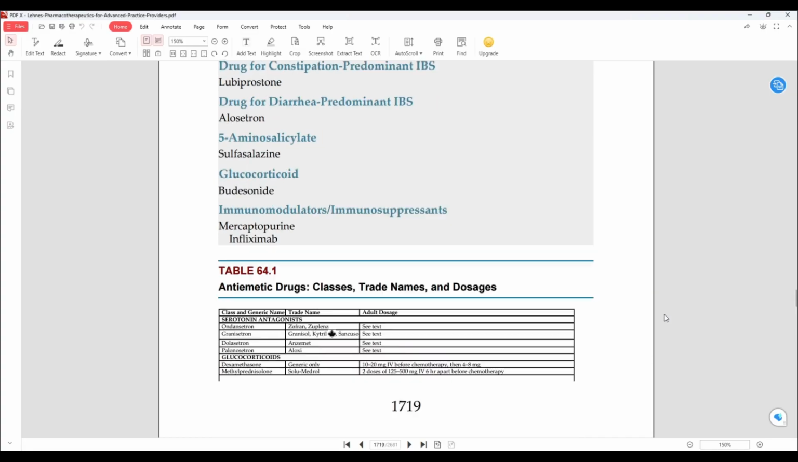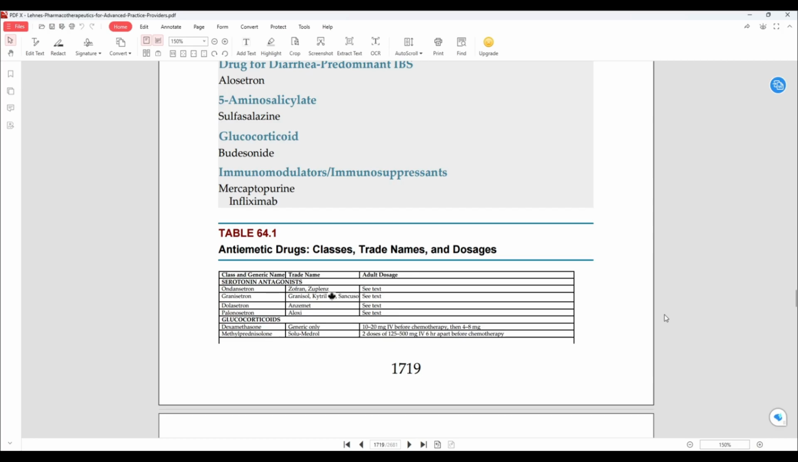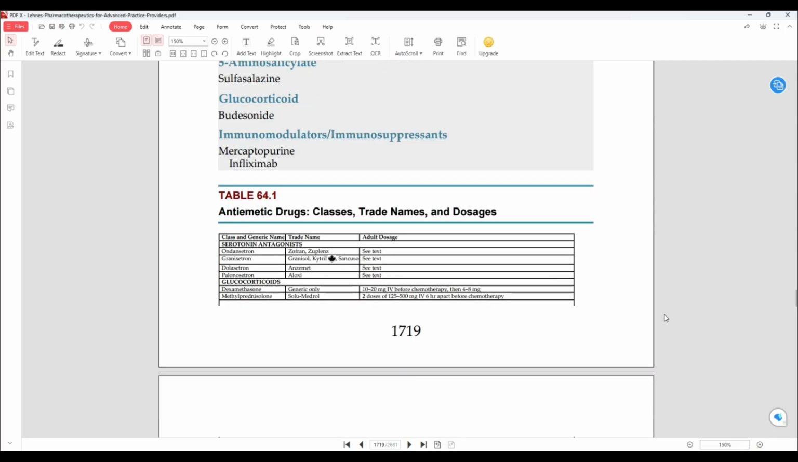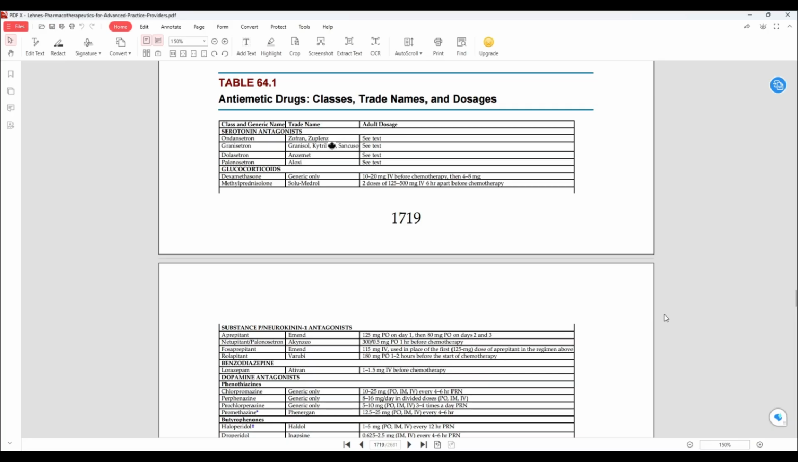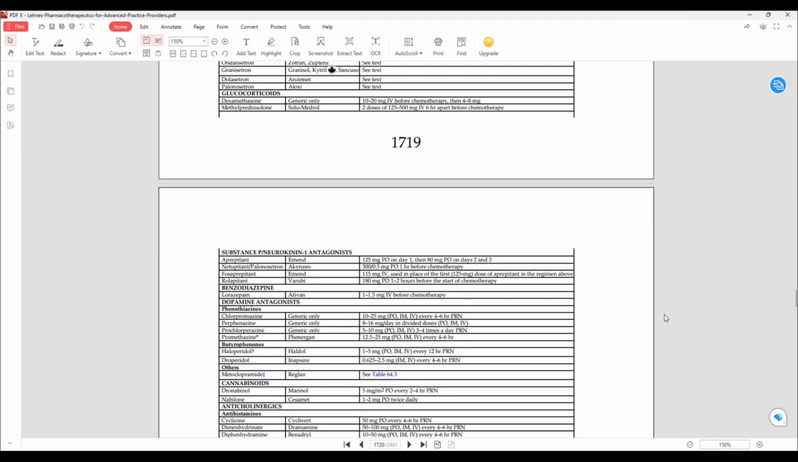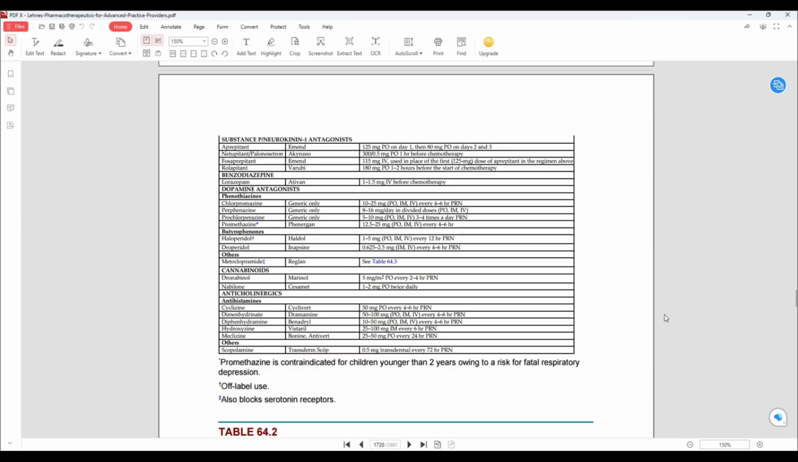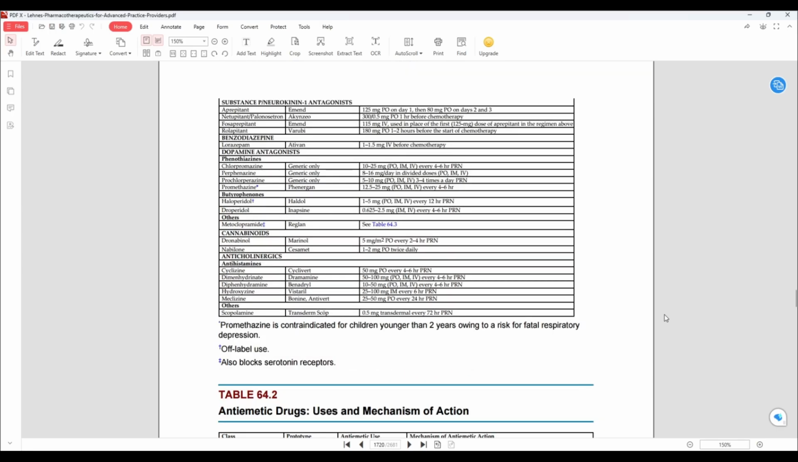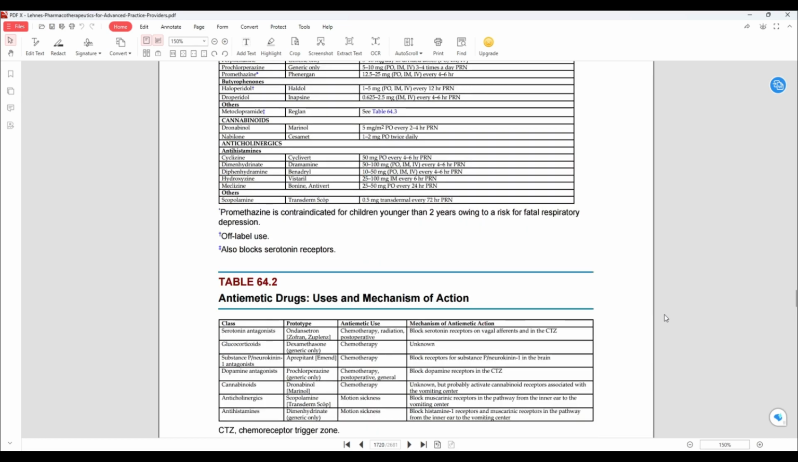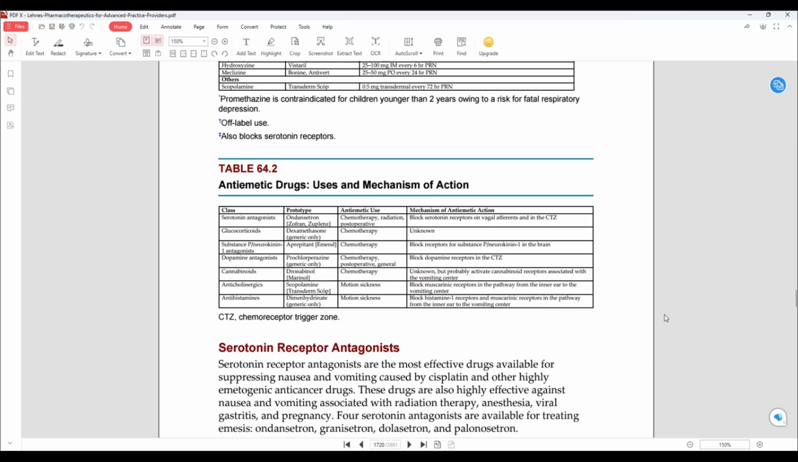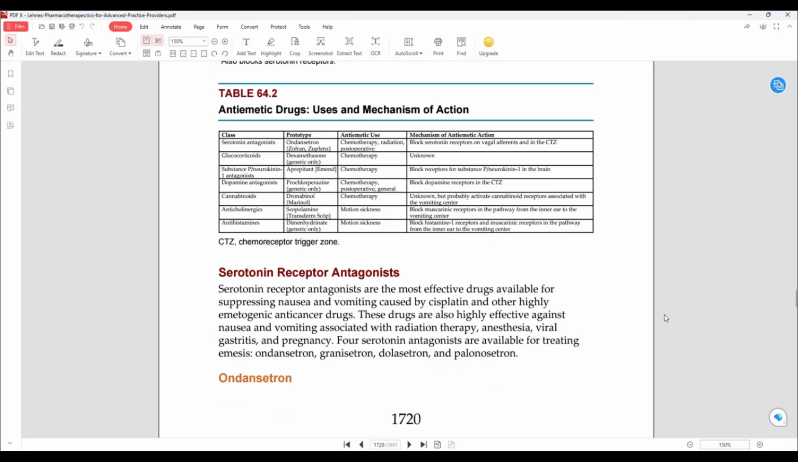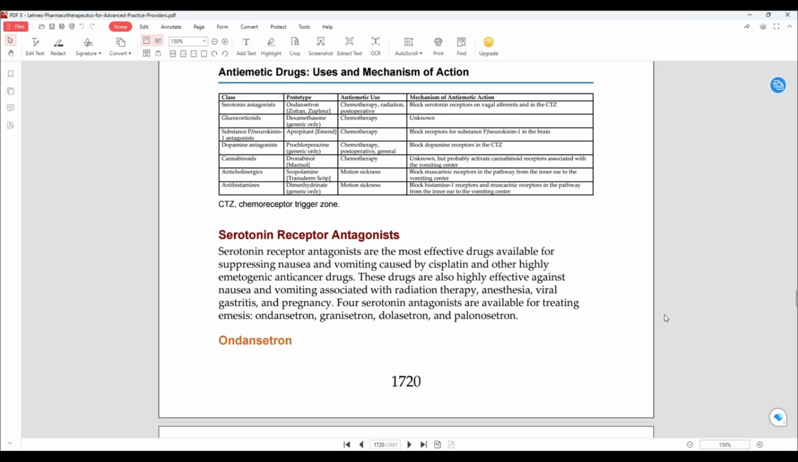So here are the two tables coming up: the antiemetic drug class, trade names, and doses. An excellent spot again to hit pause if you're unfamiliar with certain medications. We'll discuss most of these throughout this chapter. And I'll try to space it so that there are appropriate spots to hit pause. And lastly, here are the antiemetic drugs and the uses and mechanisms of action. Again, a good spot to hit pause if you're unfamiliar.